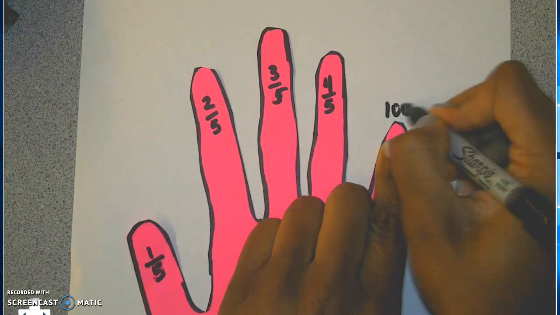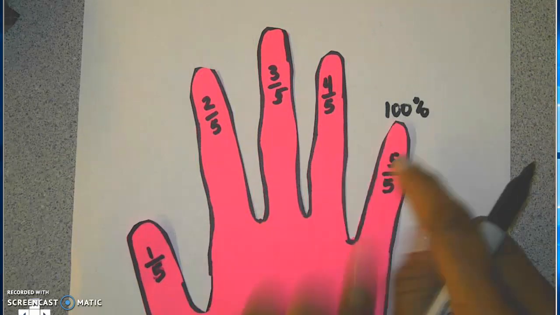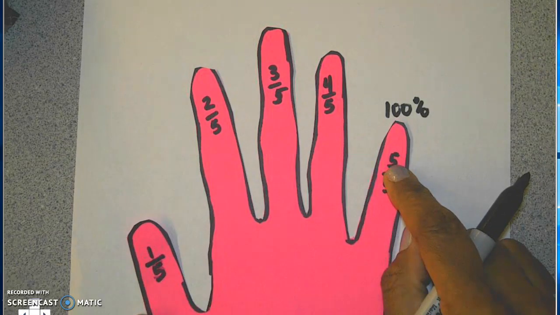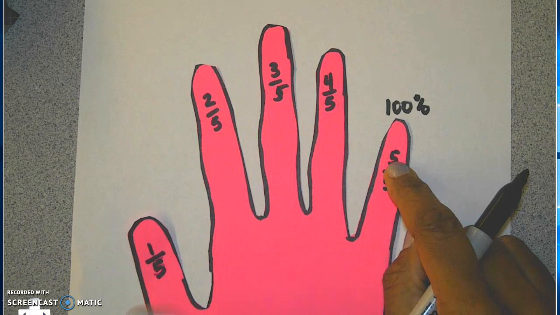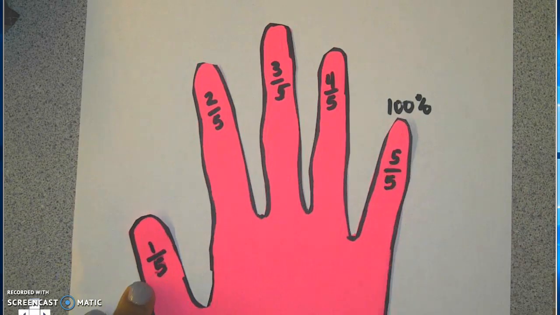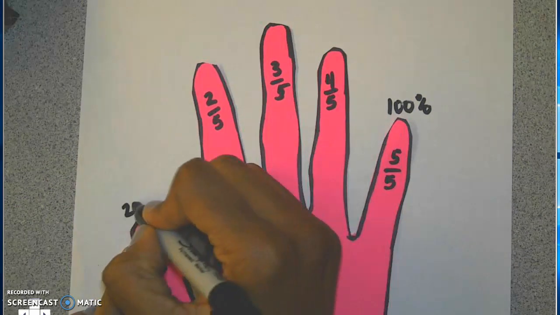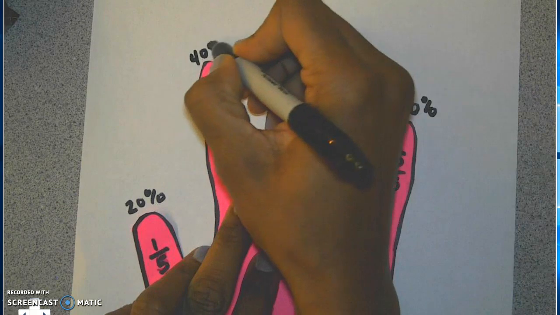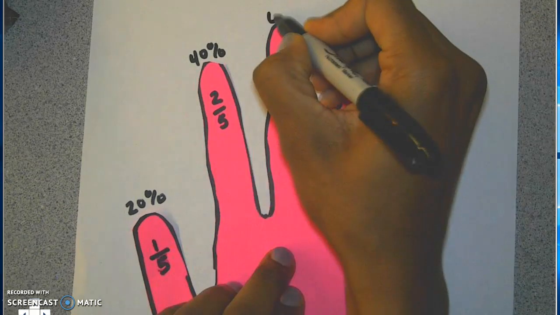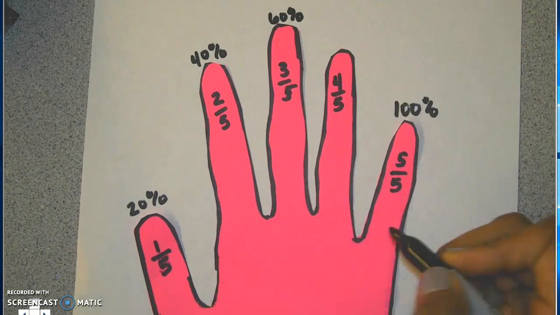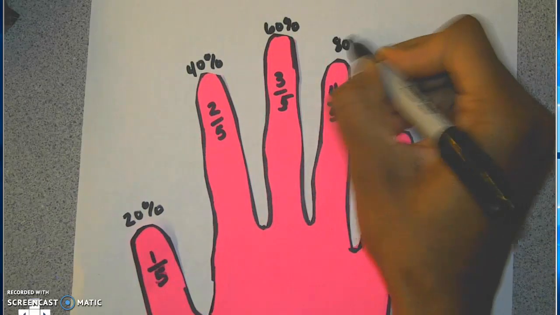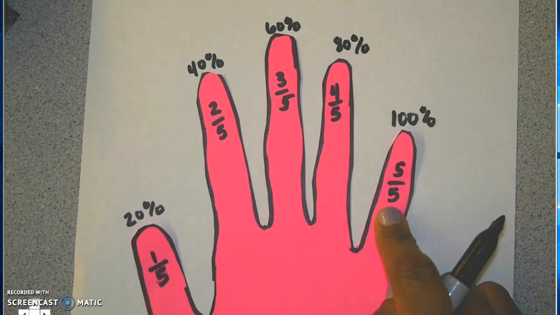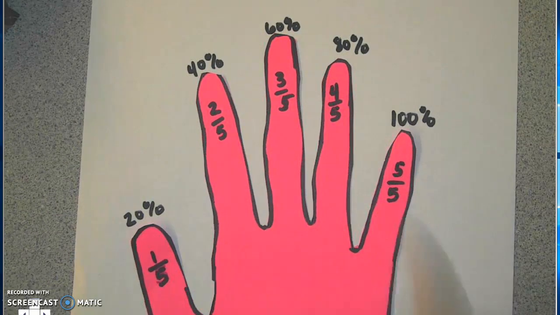I can also think of if I have all of my fingers, I have 100% of my fingers. And if I have 100 divided by 5, then each finger will represent 20%. So one finger is 20%, 2, 40, 3, 60, 4, 80%, and of course all 5 fingers, I have 100% of my fingers.